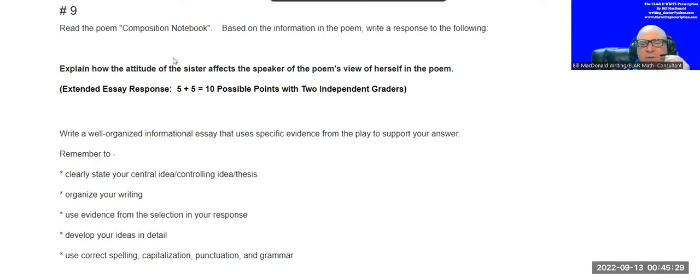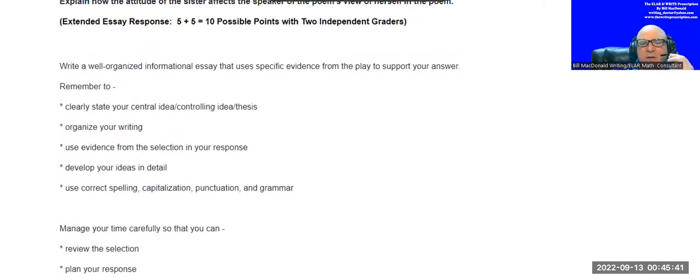Number 9, is that short answer? No, it's the one that is laid out where it has 5 bullets. So you think of it like this. How do I get to 5? Clearly state the idea for the first point. Tell the reader why with some evidence, where your evidence is for the second point. Use the evidence from the selection in your example to decide which evidence is going to be best to help you develop to get to 3.